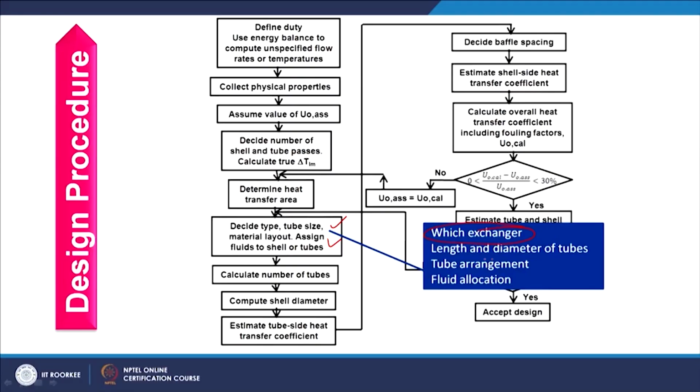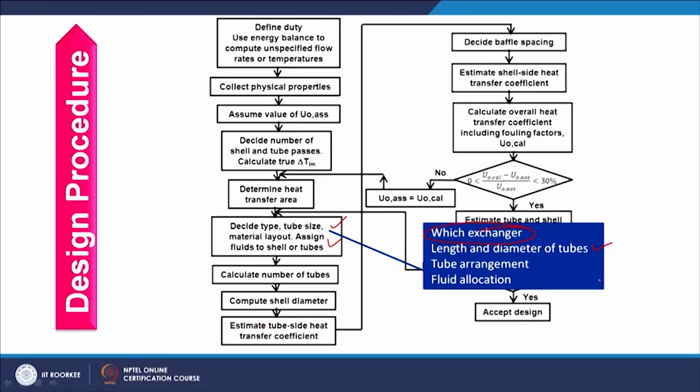So, based on these guidelines, you can choose the type of heat exchanger, and then you can decide the length and diameter of the tubes. How do we have to decide this? That we have already discussed in the constructional details, where we have discussed tubes. And after that we have to decide the tube arrangement, whether it is triangular pitch or square pitch, but in most cases triangular pitch gives satisfactory results.